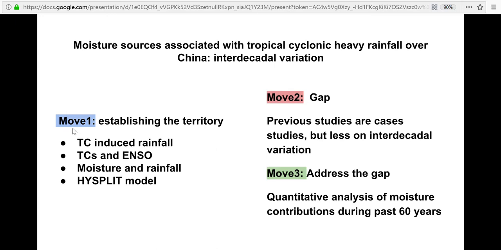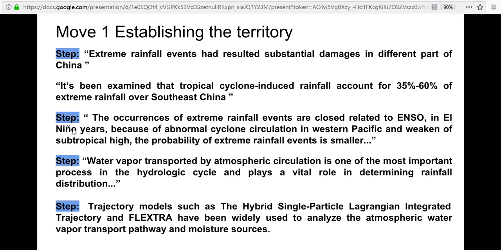Let's see Move 1, Move 2, and Move 3. This is the outline of the structure of this introduction. Let's see Move 1. In Move 1, I need to establish the territory, and in the first step, I use two sentences to claim the centrality of the introduction. The first one is extreme rainfall events have resulted in substantial damage in different parts of China, and the second sentence is it's been examined that tropical cyclone-induced rainfall accounts for 35 to 60% of extreme rainfall over Southeast China.